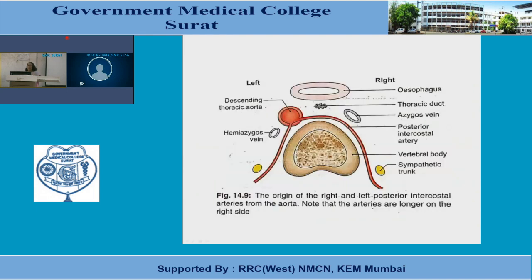Now again you can see the relations. This is the transverse section, showing the origin of the right and left posterior intercostal arteries from the descending aorta. Posteriorly, you can see the esophagus, then the thoracic duct and azygous vein. The relations on the right side are the thoracic duct, posterior intercostal artery and the sympathetic trunk. And on the left side you can see the hemiazygous vein and the sympathetic trunk.